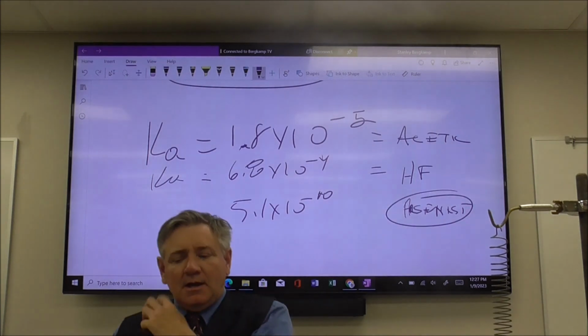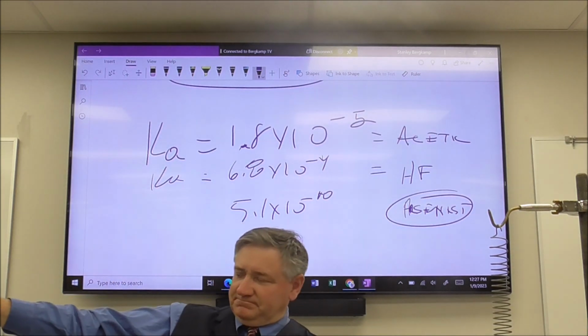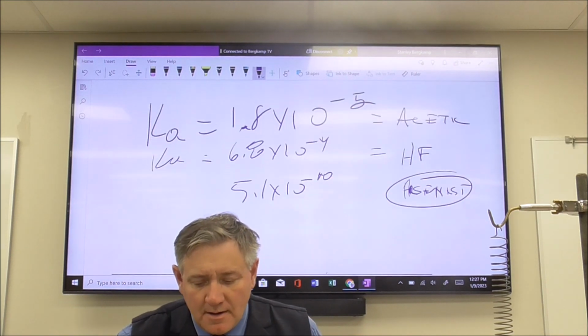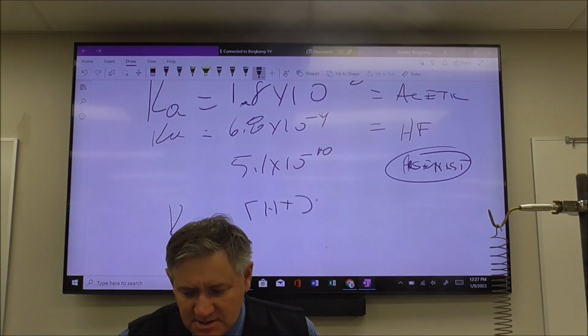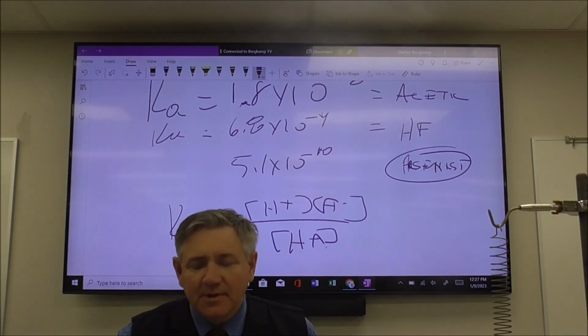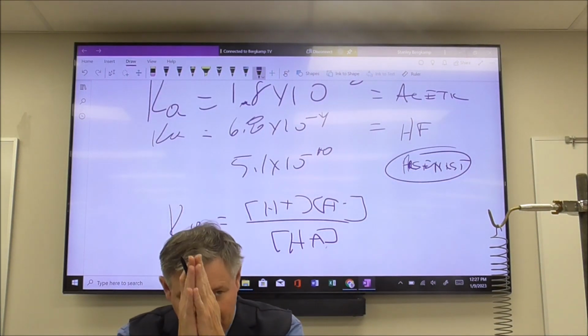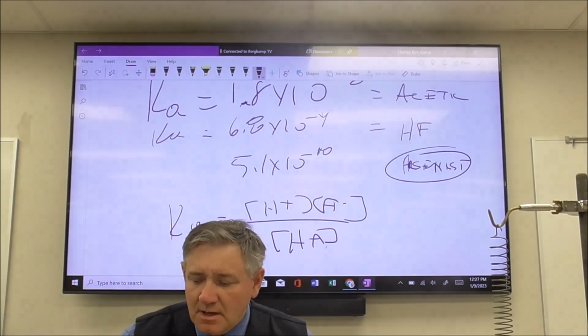Okay. Arsenic? Now, here's the big picture. Here's another big picture. If you look at Ka equaling your hydronium ion concentration times your anion concentration divided by the concentration of the acid at equilibrium, this turns into a mathematical problem. Okay? So here's the deal.